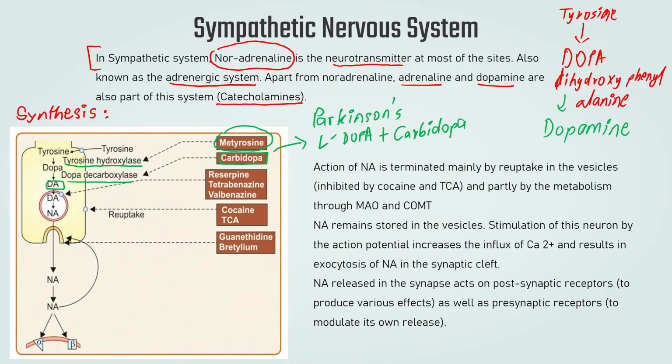So in the synthesis, first there is tyrosine. Tyrosine will be converted to dihydroxyphenylalanine, which is then converted to dopamine. Now this dopamine will be transported to the storage vesicles. This transport is inhibited by reserpine. Reserpine, tetrabenazine and valbenazine, all of these drugs will inhibit this transport of dopamine into the vesicles. Why is it being transported? Because there it has to be converted to noradrenaline.